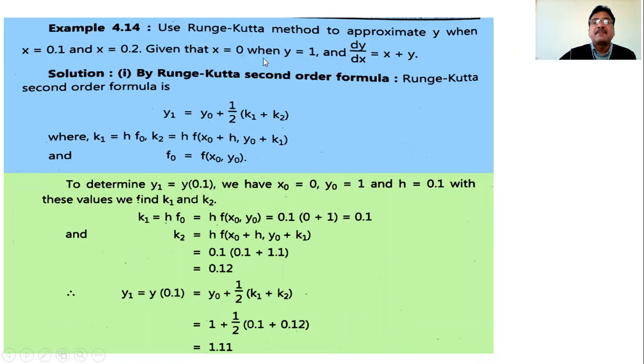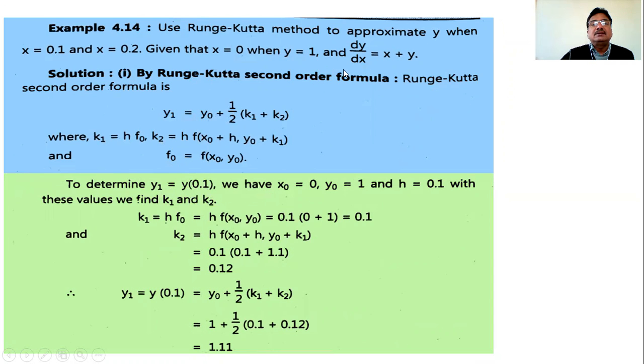Y0 is 1 means what? Another form of this condition is y in bracket 0 is equal to 1, means y is 1 if x is 0, and dy by dx is x plus y. So we have to find the value at 0.1 and then 0.2. So we use the Runge Kutta second order method. The formulas are these: y1 is y naught plus 1 half k1 plus k2, and k1 is this, k2 is this. So we find y1, the value at 0.1.